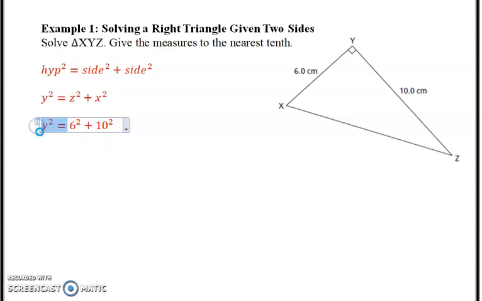Next thing we're going to do is square those numbers. So when we square 6, we get 36. When we square 10, we get 100. Then you're going to add them together. When we add them together, we get 136. And then you're going to take the square root of both sides.